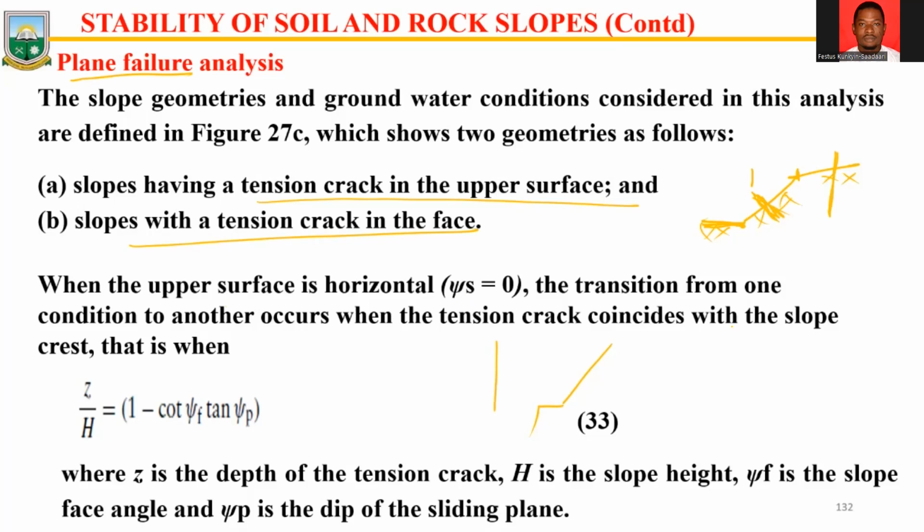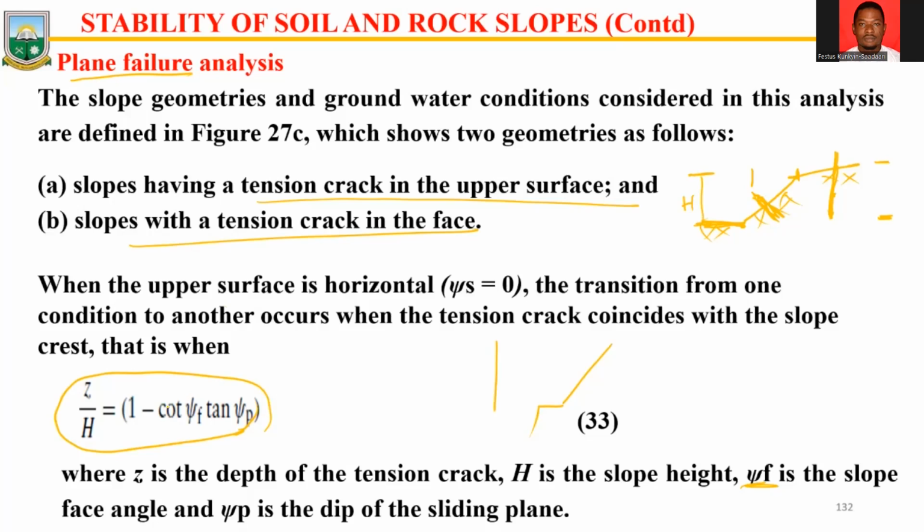And then you can have this expression: 1 minus cot phi f and phi p tan phi p, where z is the depth of the tension crack. So assuming a tension crack occurred from the top here, you need to know at what depth the tension crack is, and that will represent your Z. The phi p is the dip of the sliding plane, and H is the slope height. So if I depict some H here, that becomes the H you see there.